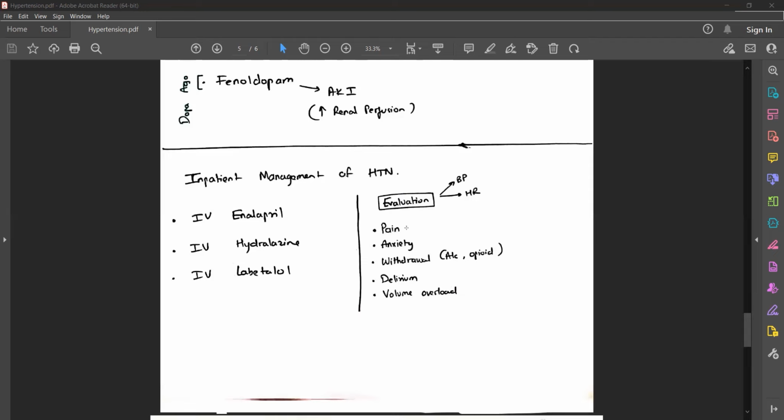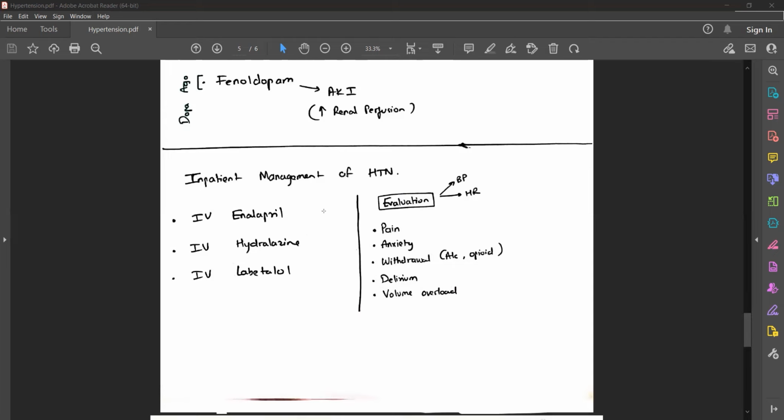So if the patient is in pain, is post-op, or in pain due to any other condition, you would address that first, give pain medication. If the patient is anxious or in withdrawal, you're going to treat that. If the patient is in delirium, reorientation will help the patient, along with treatment of the delirium. If the patient is volume overloaded, congested, you would diurese them first.